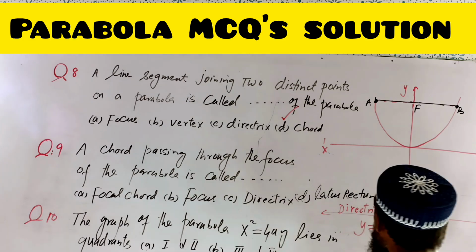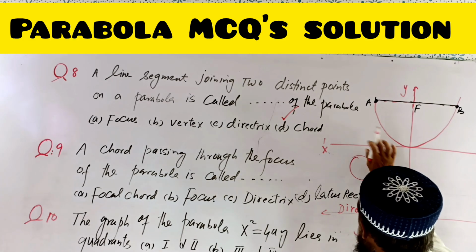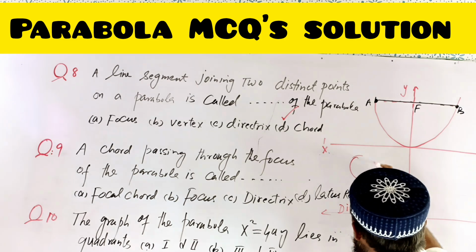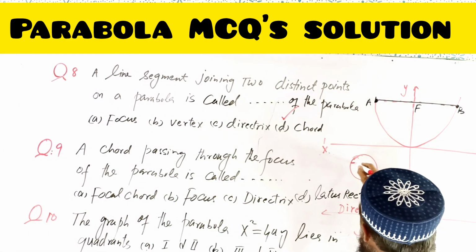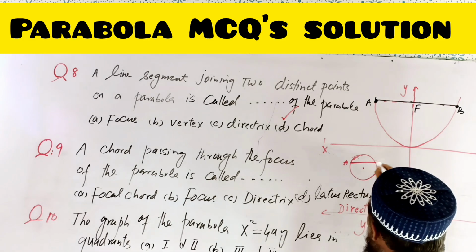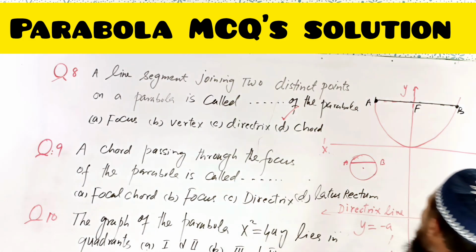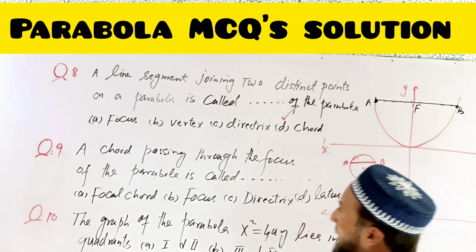Just like in a circle, if you draw any two points on the circle and join them, that is called a chord. In the parabola, a line joining two points is called a chord.